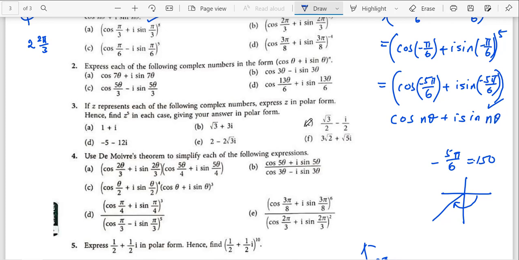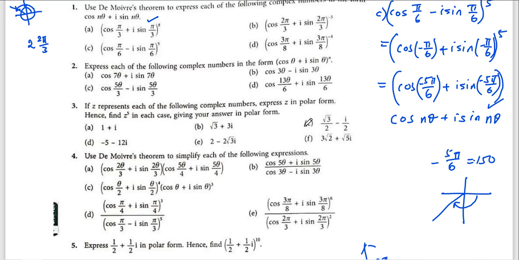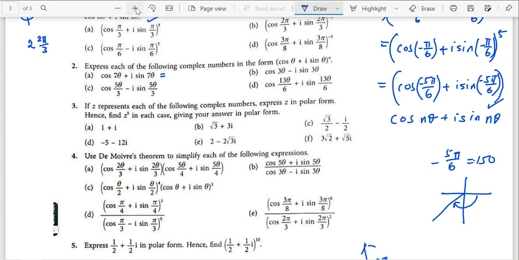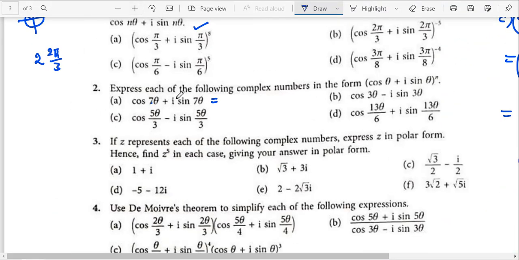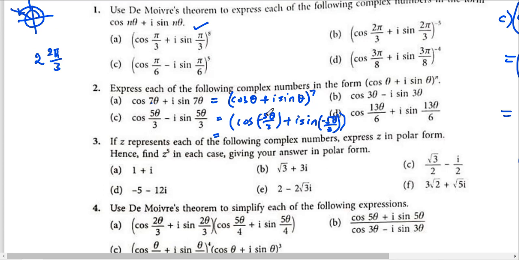Okay, then number 2. Express the following complex number in the form of cos theta plus i sin theta. You need to, okay, you check here. The same number, very easy. If here 7, how? Because 7, you change it to cos theta plus i sin theta to the power of 7. Okay, very easy. If negative, you change it to positive. Plus i sin raised to a power of 5.